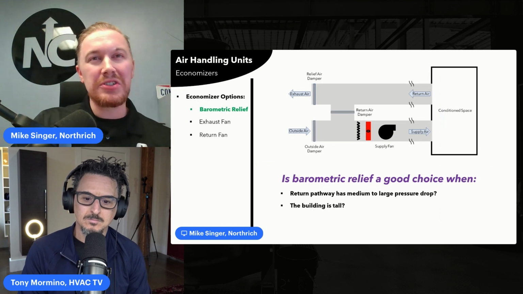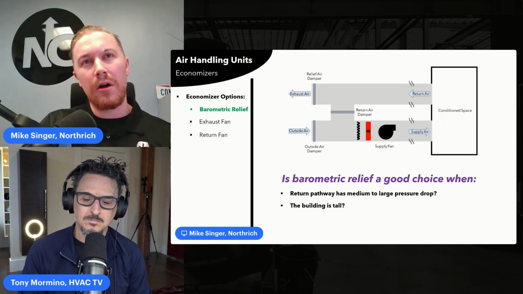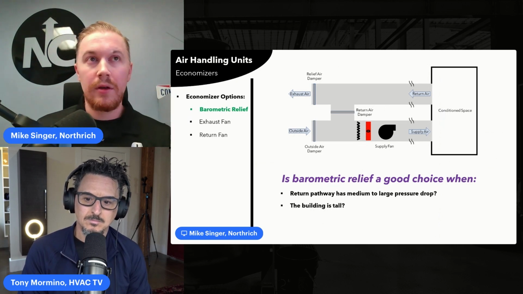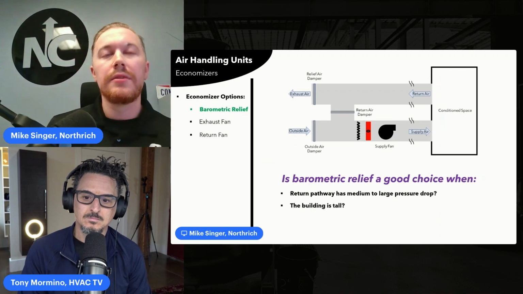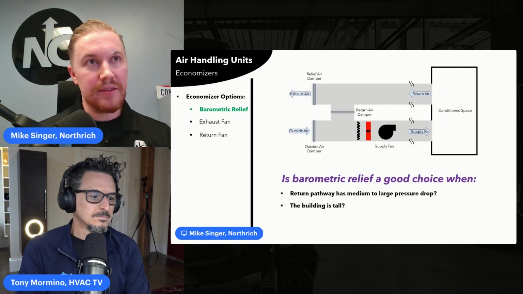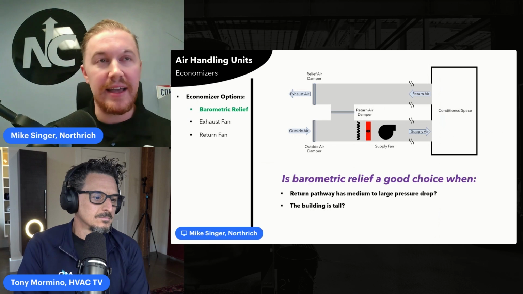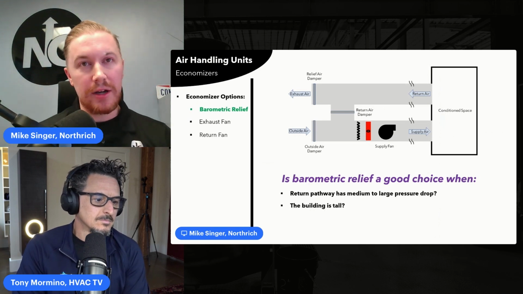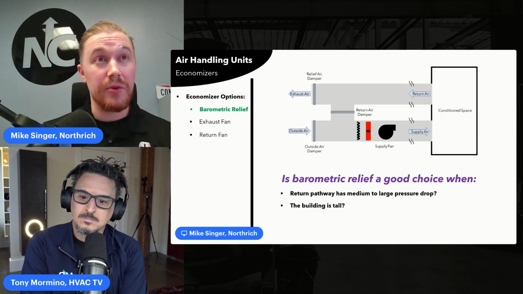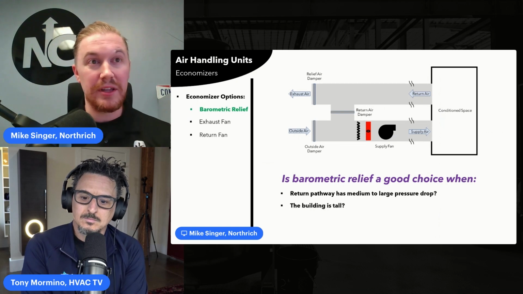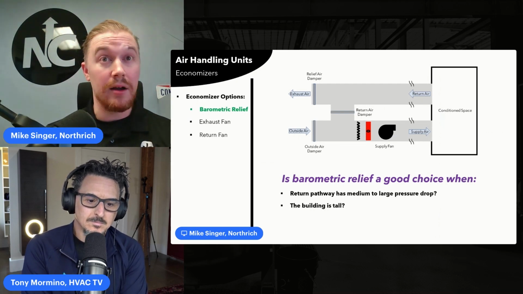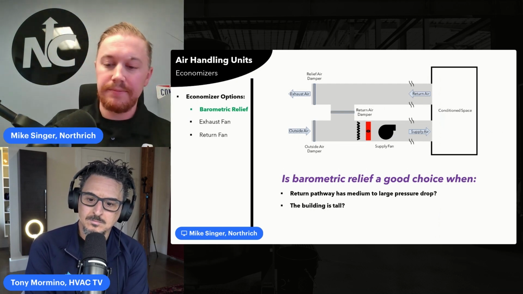What about when the building's tall? The building is tall. Should I use barometric relief? The answer is no. And the reason is because of the stack effect. Hot air likes to rise. That can build a pressure in ductwork, sometimes a pressure that's great enough to crack open a barometric relief damper and exhaust air when we don't want air exhausted. Okay.